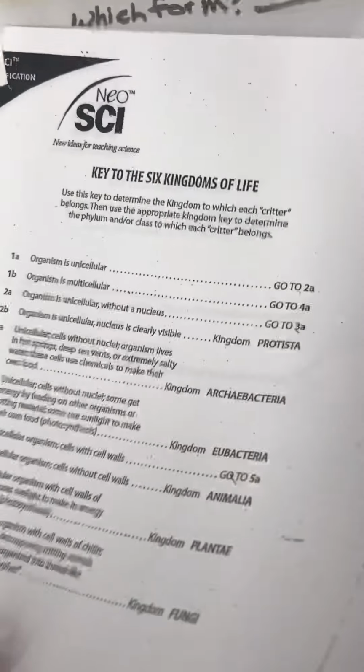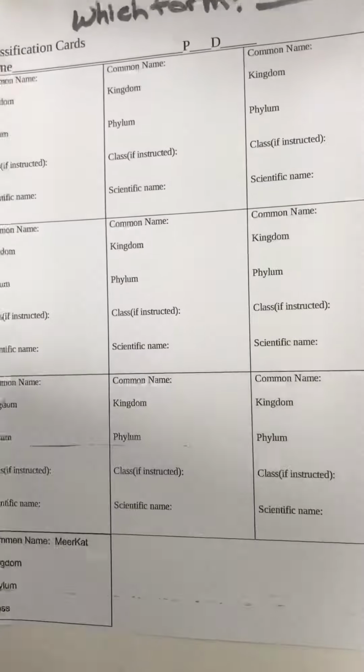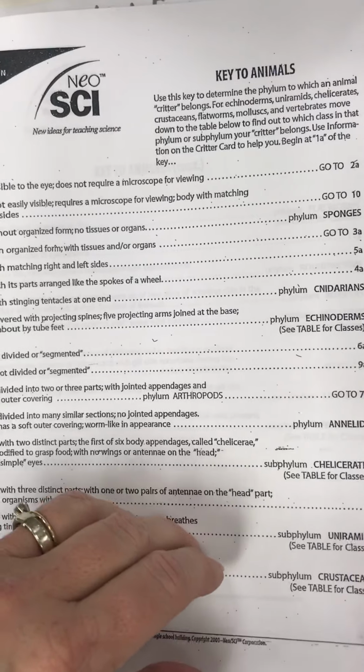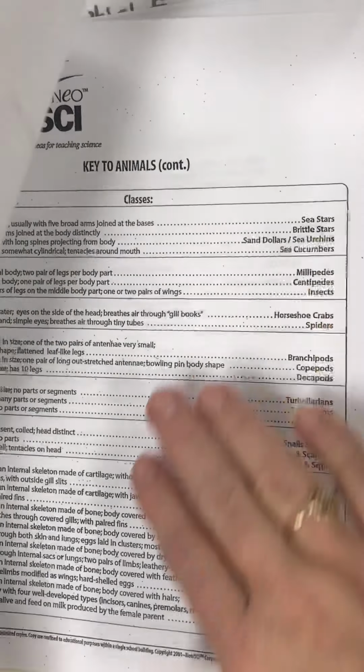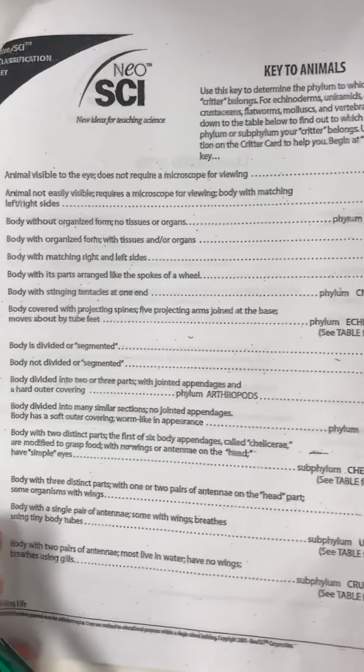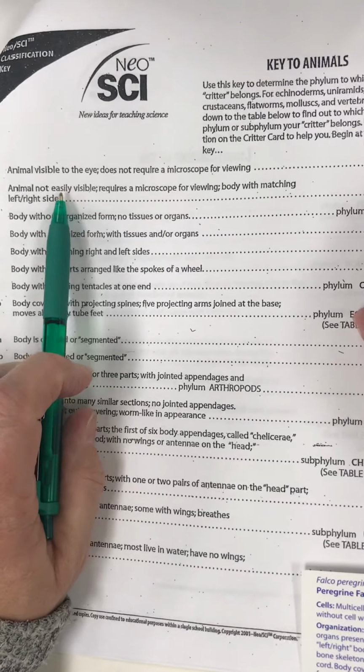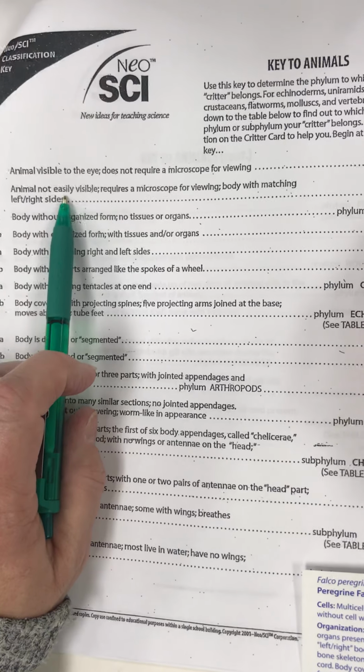Then you're going to go to the key to Animalia, which I think is the back. And the key to Animalia is 2 pages long, and the classes are on yet a 3rd page. The Animalia one is the longest one by far. Okay, so I know it's animals, so I went to key to animals to find its phylum.